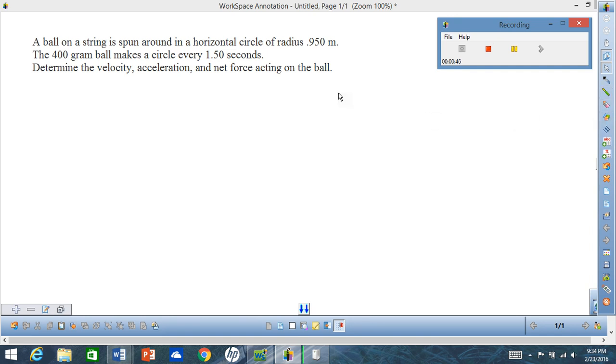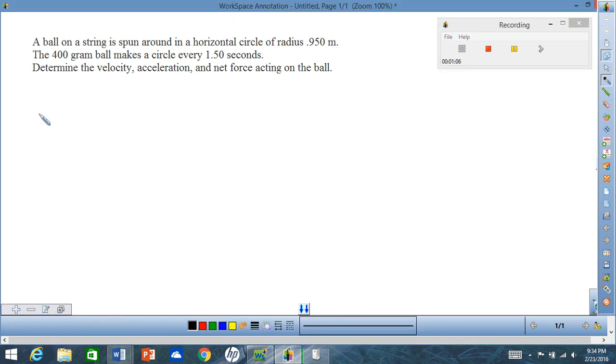All right, so we've got this particular ball spinning around in a horizontal circle of radius 0.950 meters. The 400-gram ball makes a circle every 1.5 seconds. And we want to find the velocity, acceleration, and net force acting on the ball. Well, let's write our givens down.